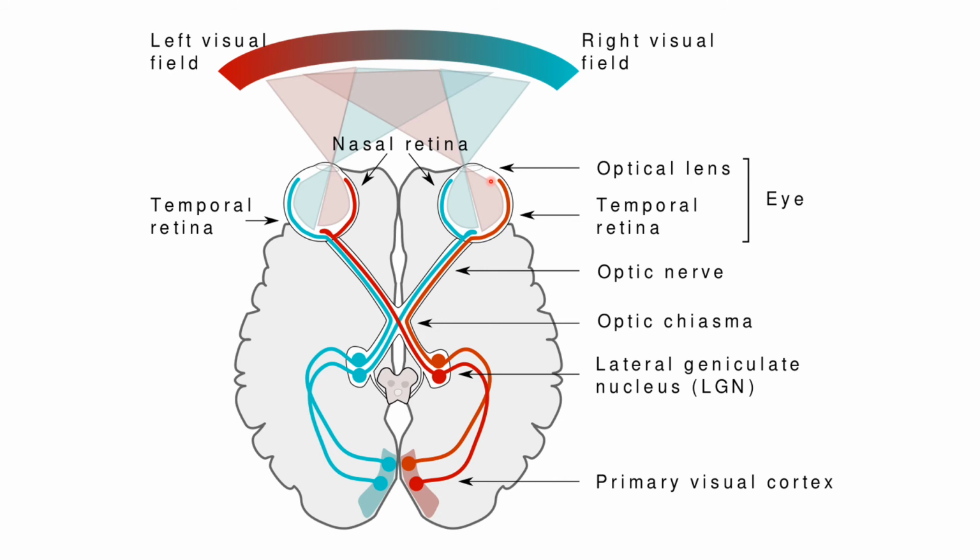This also means that the temporal retina of the right eye won't cross over, so it will remain on the same side of the brain, and it will go to the lateral geniculate nucleus. The same thing will happen to the other side. So the nasal retina here will cross over to the other side of the brain, so to the left hemisphere of the brain, while the temporal retina of the left eye will stay on the same side, and both of these fibers will synapse at the lateral geniculate nucleus of the left hemisphere of the brain.